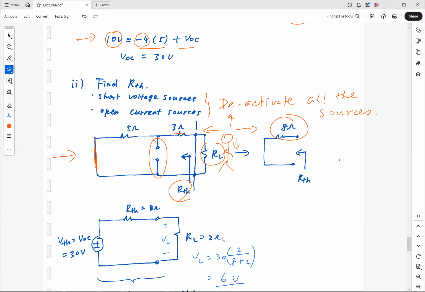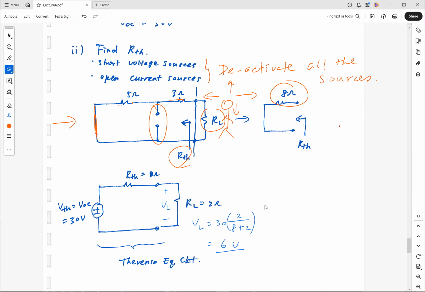Putting everything together, VOC is 30 volts, RTH is 8 ohm. So as far as this part is concerned, this is my Thevenin equivalent circuit. This Thevenin equivalent circuit is now loaded by this RL, which is 2 ohm. This is part of the example, the question given to you, so you cannot change the load. Once it's specified, you cannot change it arbitrarily.